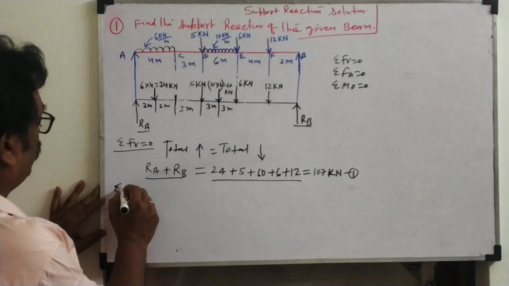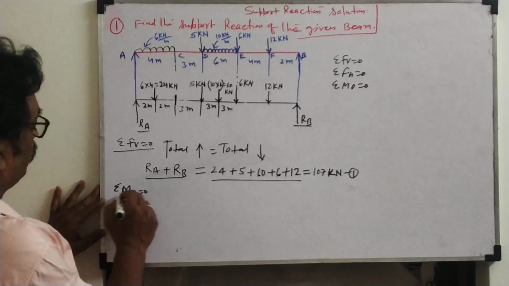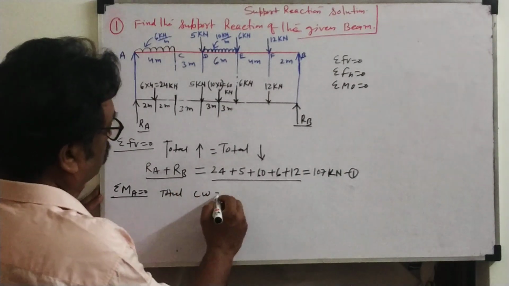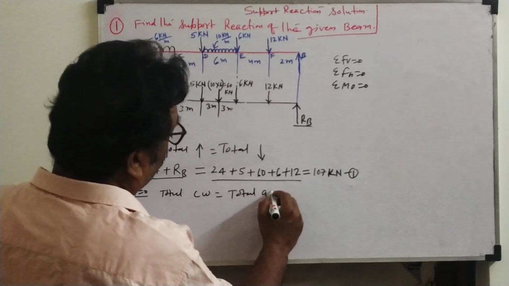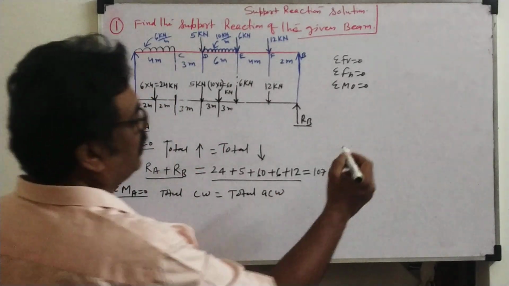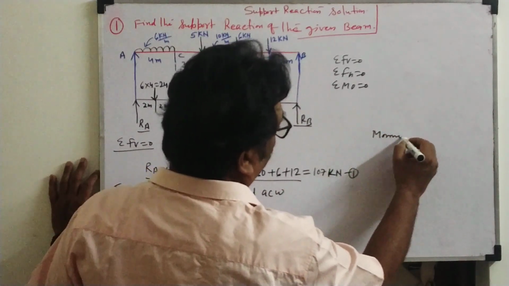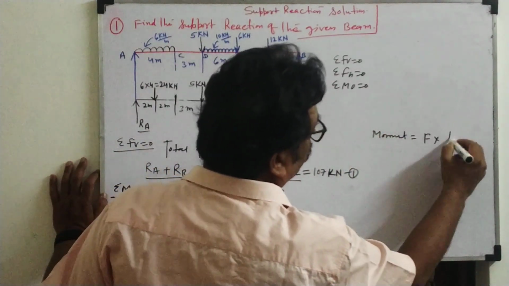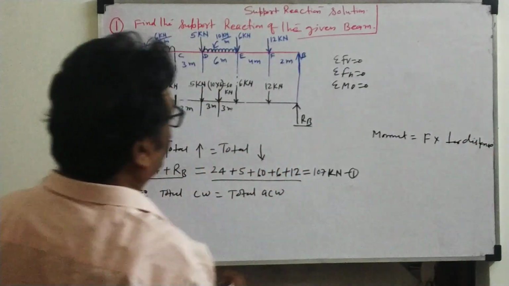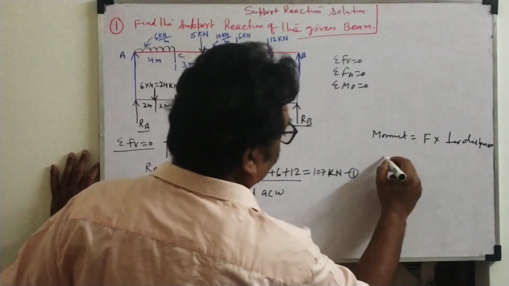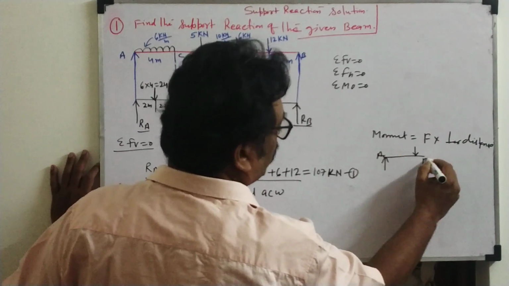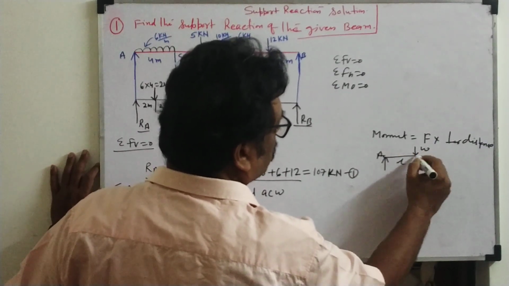Now the next equilibrium equation, we will take moment about A. Total clockwise moment is equal to total anti-clockwise moment. So what is moment? Already we discussed before, again I am telling, moment is nothing but force into perpendicular distance. Suppose as an example, one force is there, this is point A, this is point B. Suppose this is W, and this length is L.